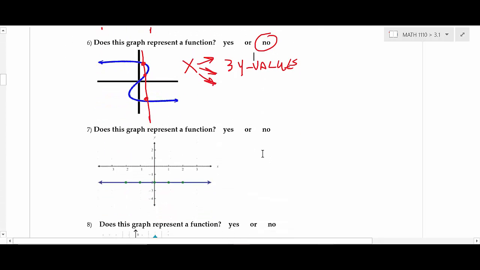How about the next one? It's just a line going this way. Would that be considered a function? Yes, absolutely, because no matter how you draw a vertical line, those vertical lines are always going to go through 1 point. So whatever x is, you're going to get 1 y. So that's a function.